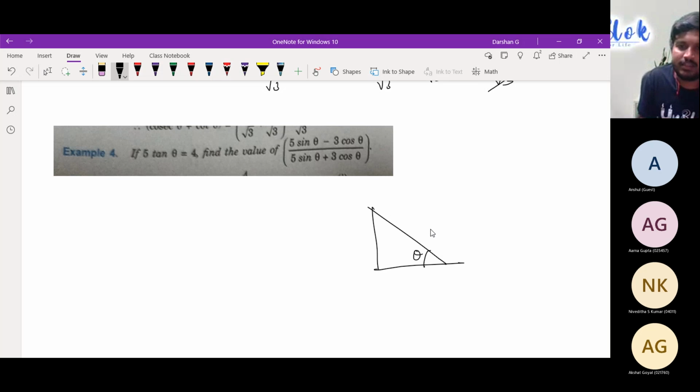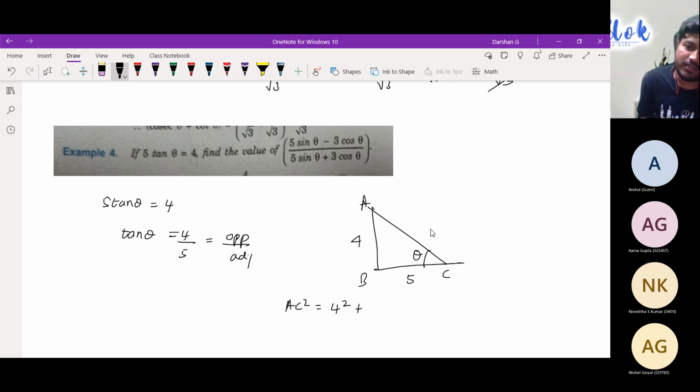So I'm taking this as theta, triangle ABC. 5 tan theta is equal to 4, so I'm writing it as tan theta equals 4/5. Tan is opposite divided by adjacent, so opposite is 4, adjacent is 5. So AC square will be equal to 4 square plus 5 square. 4 square is 16, 16 plus 25 is 41. So AC is equal to root of 41.